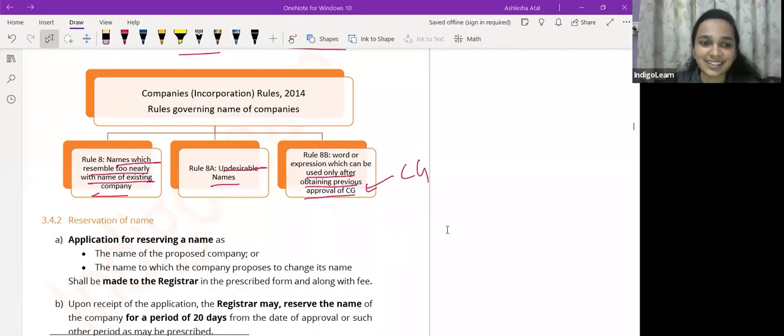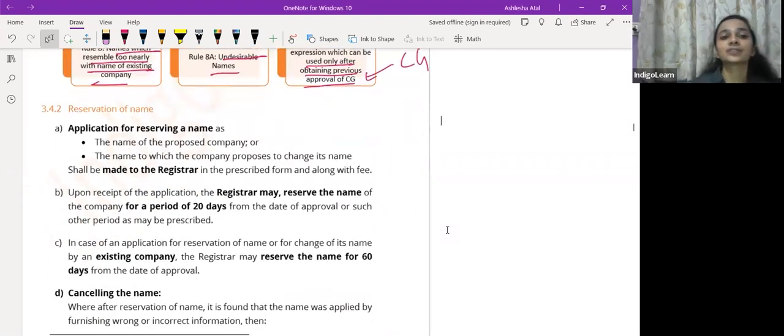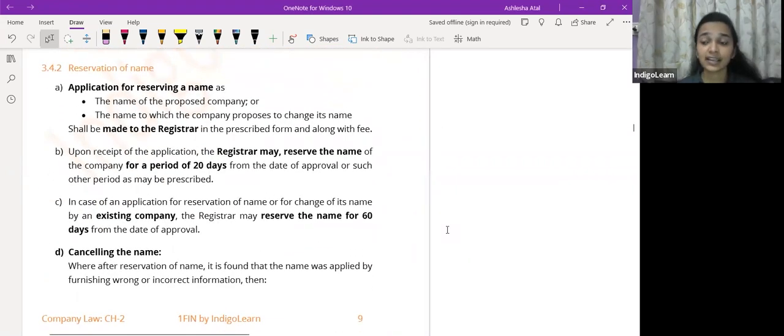So next point, it talks about the reservation of name of the company. We have already done this, but let's understand it. When can an application for reservation be made? Either for the formation of a new company, the name of a proposed company, or when a company has to change its name. It shall be made to the registrar in the prescribed form along with some prescribed fees.